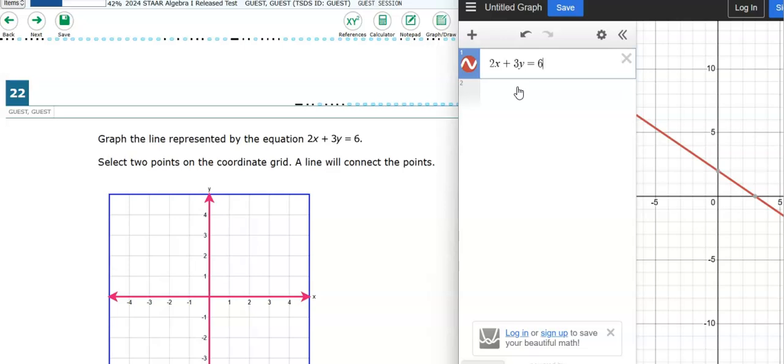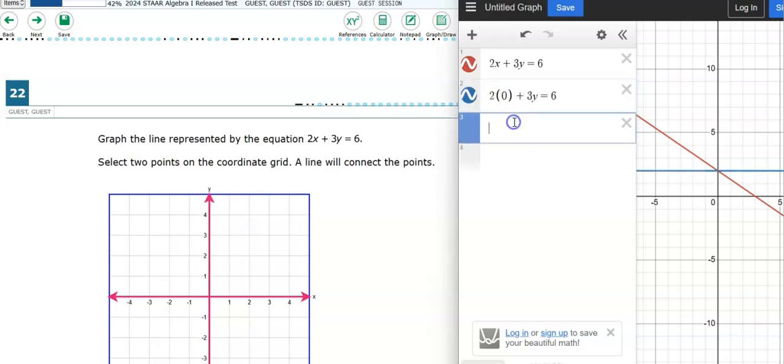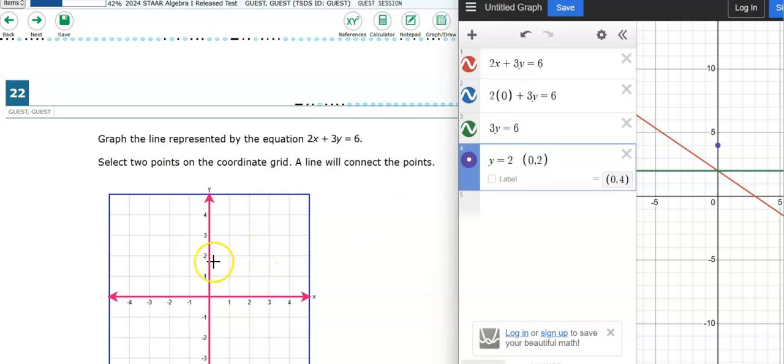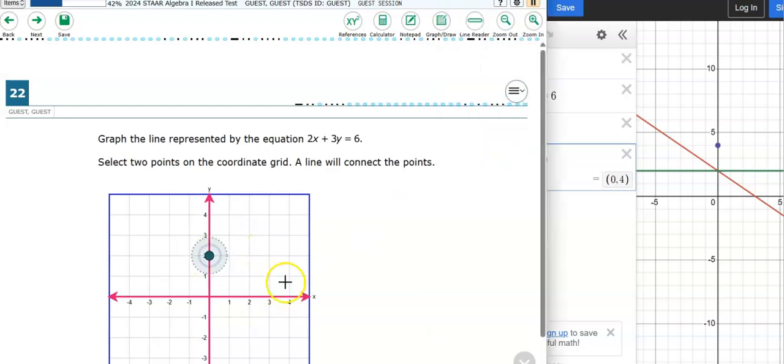All right, so let's just say this. I want to get the y-intercept. Y-intercept is the value of y when x is 0. So 2 times 0 plus 3y equals 6. 2 times 0 is 0. So I'm left with 3y equals 6. And that would mean my y-intercept is y equals 2, meaning the y-intercept is (0, 2). So that means this touches here. Okay.